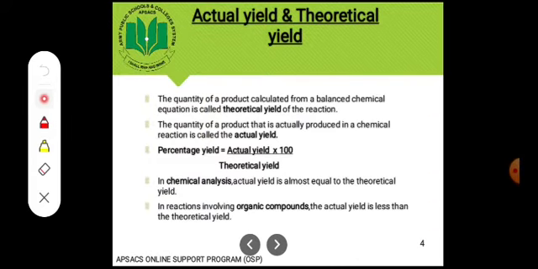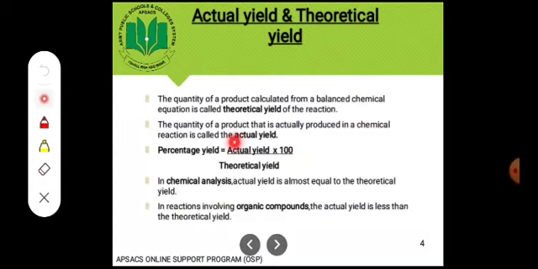Today students we will discuss actual yield and theoretical yield. Yield means the amount of product that is obtained in a chemical reaction. There are two types of yield, theoretical yield and actual yield. Theoretical yield means the quantity of product which is calculated from a balanced chemical equation, means the amount of product that we calculate from a balanced chemical equation during stoichiometric calculations. The amount of product that is obtained during stoichiometric calculations is known as theoretical yield.